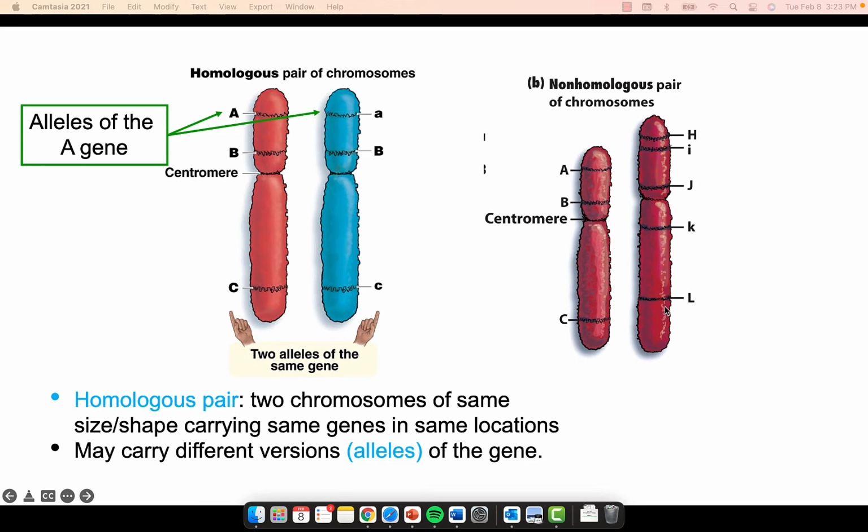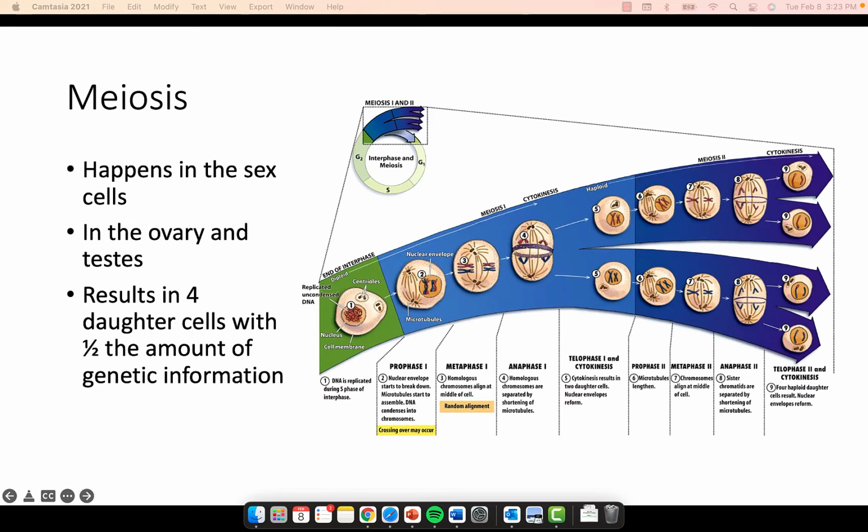This would be an example of a non-homologous pair of chromosomes because these are not the same gene. The same chromosome, and obviously not the same genes. So meiosis is going to be happening in the sex cells, in the ovary and in the testes. It results in 4 daughter cells with half the amount of genetic information. So we start with 1 cell that has everything, it splits, and then it continues to split into 4 haploid cells with half the genetic information.